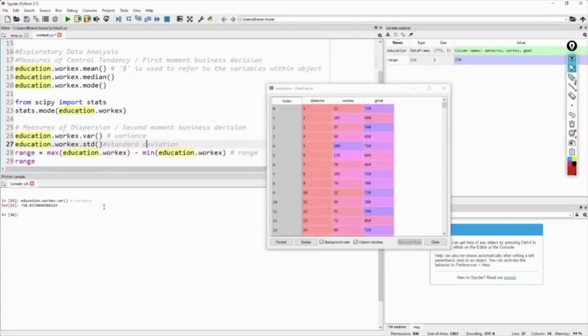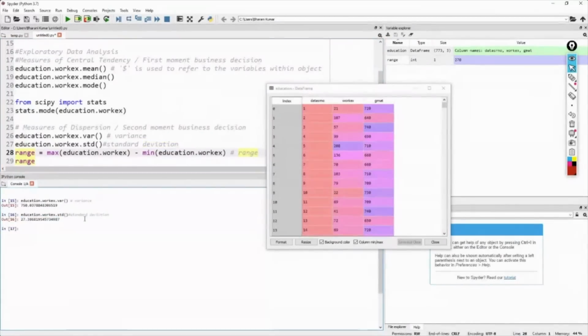What if I want to calculate the standard deviation? What do you do? Same. Go to education dataset, go to work experience, and say .std, standard deviation, and just click on run. There we go. We have the standard deviation.